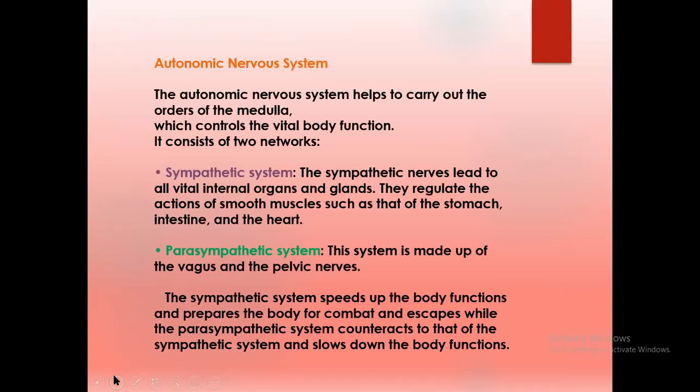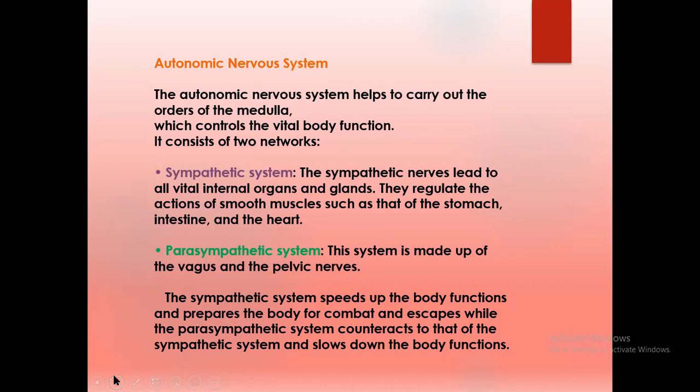What is this autonomic nervous system? The autonomic nervous system helps to carry out the orders of the medulla, which controls the vital body functions. It consists of two networks, sympathetic system as well as parasympathetic system. Sympathetic system, this system has nerves that lead to all vital internal organs and glands. They regulate the action of the smooth muscles such as that of stomach, intestine and the heart.